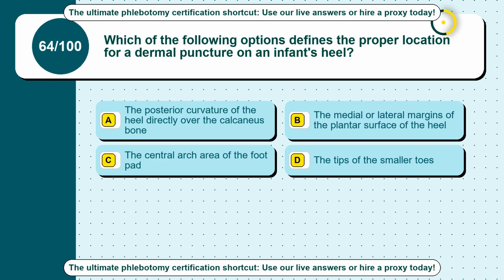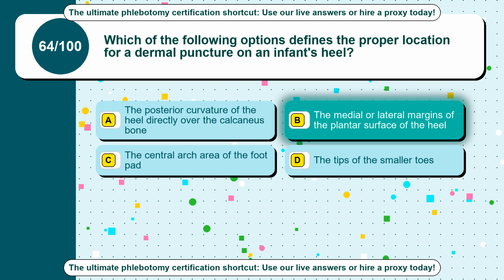Option B, the medial or lateral margins of the plantar surface of the heel. Option C, the central arch area of the foot pad. Option D, the tips of the smaller toes. The correct answer is option B, the medial or lateral margins of the plantar surface of the heel.